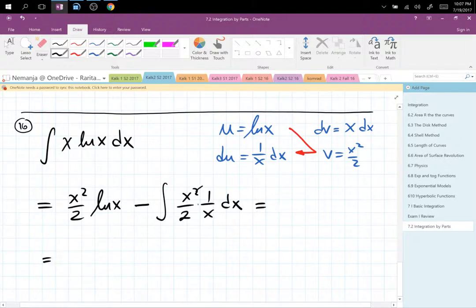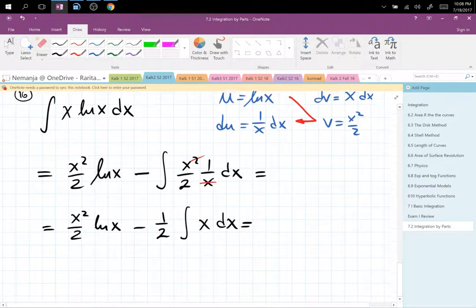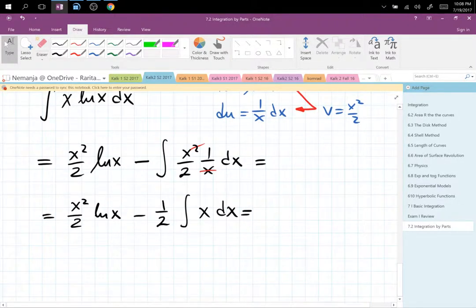Oh, this cancels, right? So these guys cancel. And I have x squared over 2 ln x minus, I kick 1/2 outside, and all I need to integrate is just x dx. So this becomes x squared over 2 ln x minus 1/2.